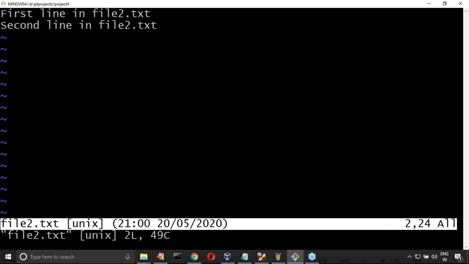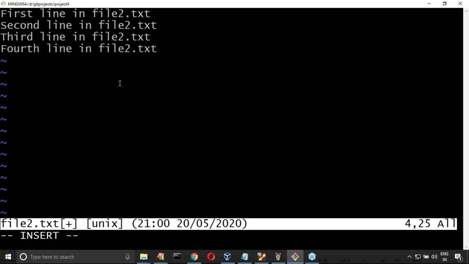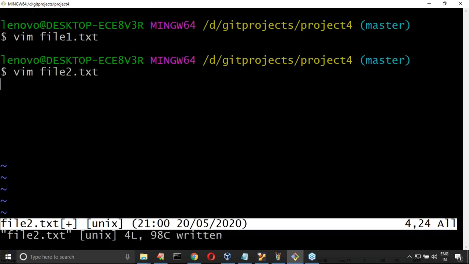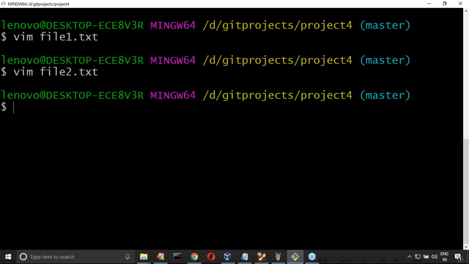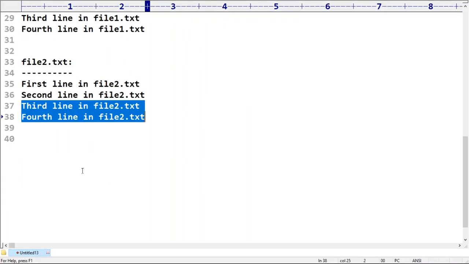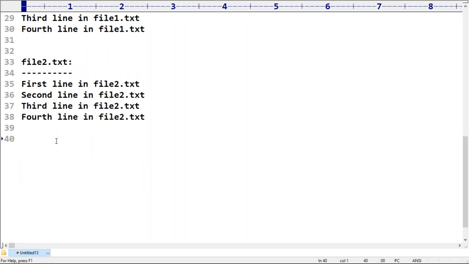Now here just observe, two more lines I'm trying to add. Third line in file2.txt, fourth line in file2.txt. Now :wq. Now I want to save these two files again, because I did some changes after the first commit. I want to commit these changes.